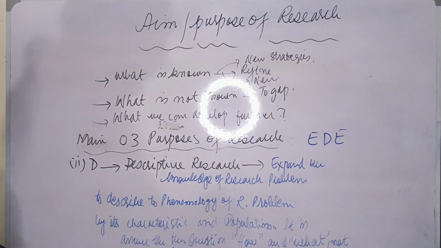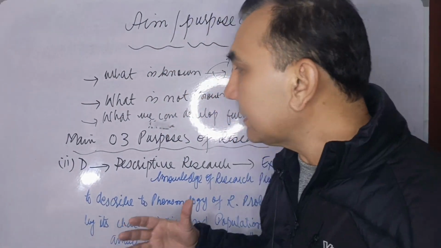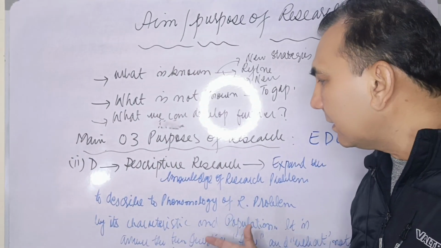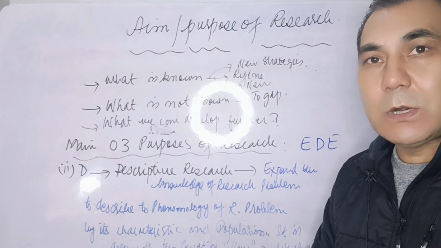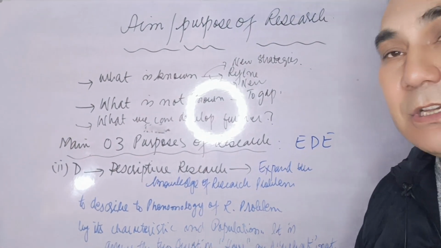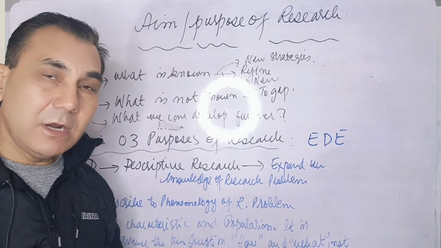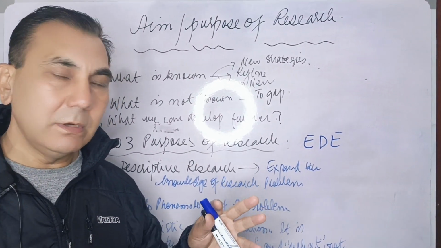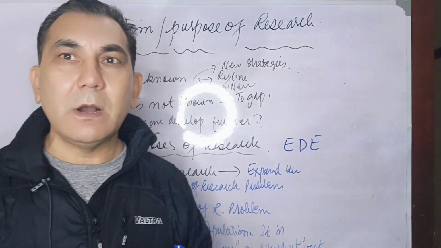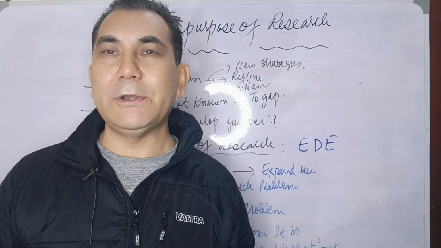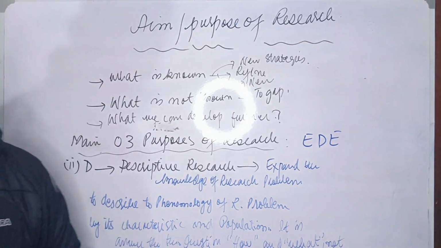Because in descriptive statistics, as we will discuss further in research design, you just describe the research problem by its characteristics and the population. It gives the answer of the how and what, but not the why, because the why is the analytical purpose of the research study.